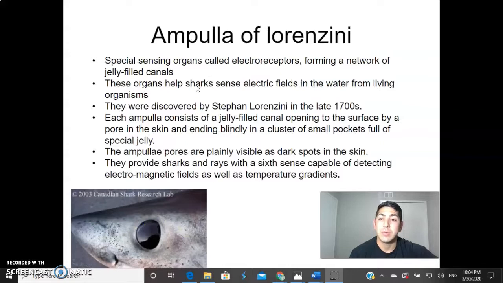We discussed the ampullae of Lorenzini, and so they provide sharks and rays with a sixth sense capable of detecting electromagnetic fields. I do need to make a correction from last time. I think I said they were discovered by Lorenzo Lorenzini. It is in fact Stefano Lorenzini, and I think I said the 1600s. It is in fact the 1700s.